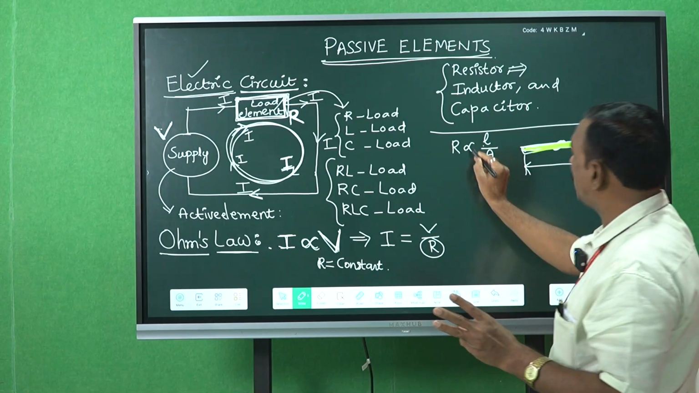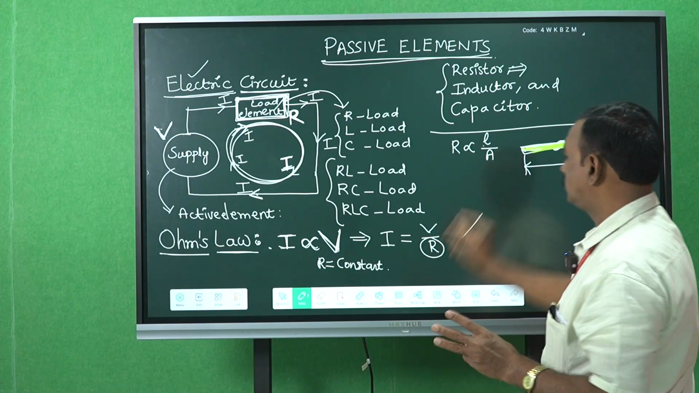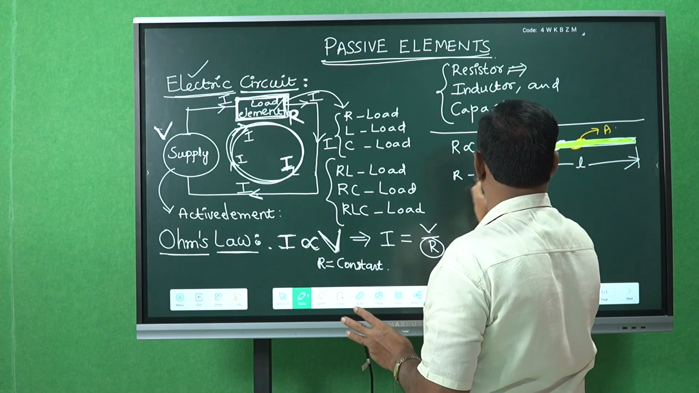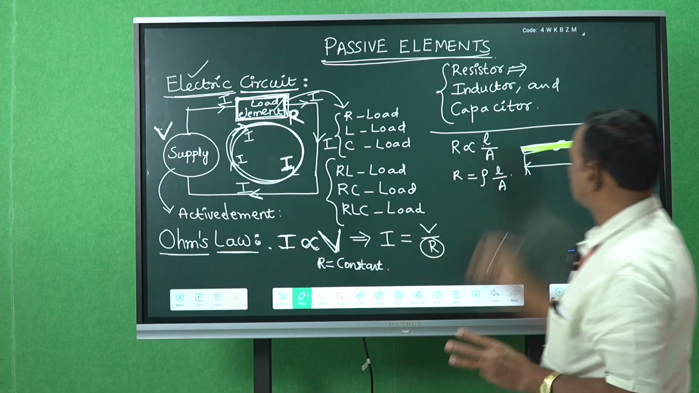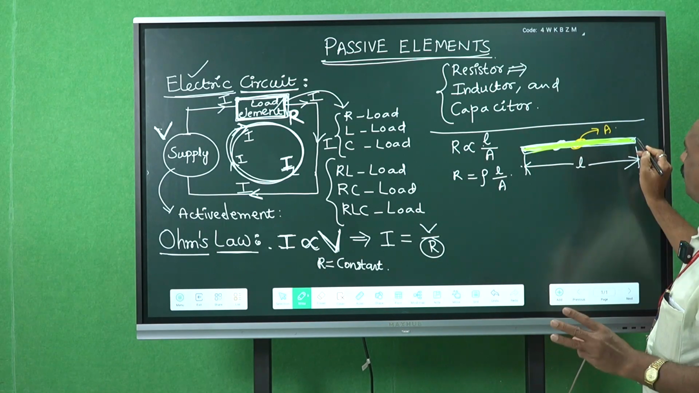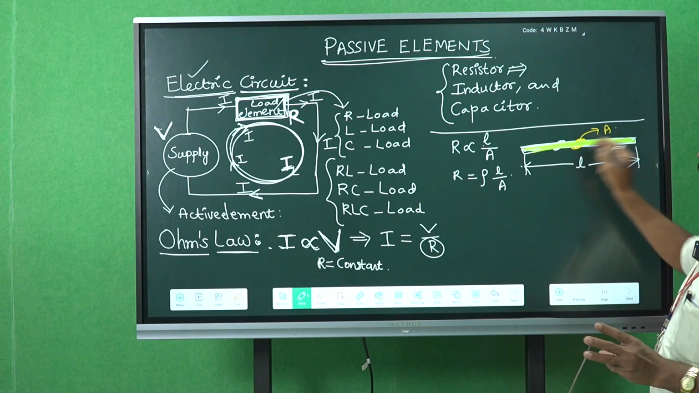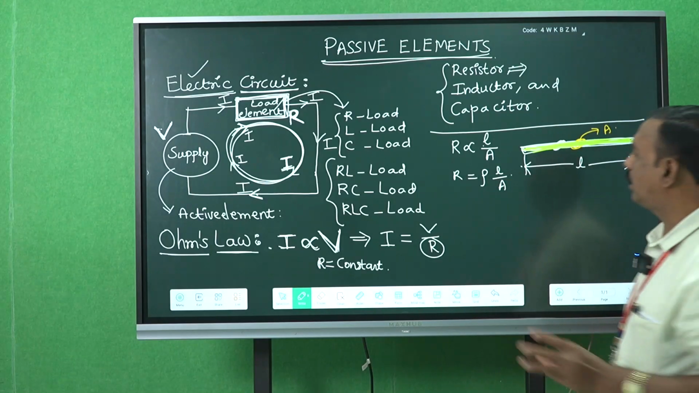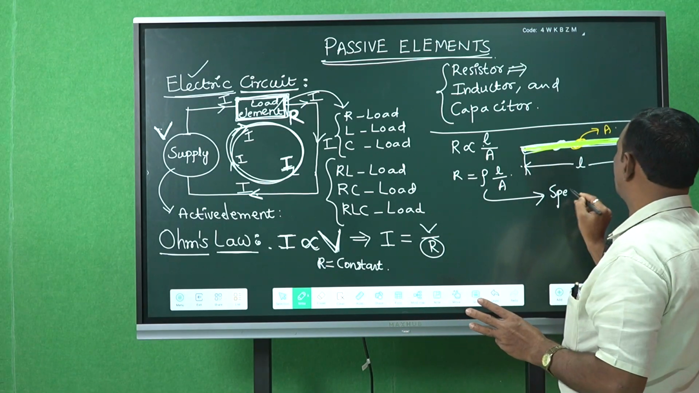Now if the proportionality is eliminated, then R is equal to rho into L by A. As I already told you, L is the length of the conductor or material or wire, and A is the cross-sectional area of the conductor or material or wire. Now coming to what rho is here, rho is called specific resistivity.